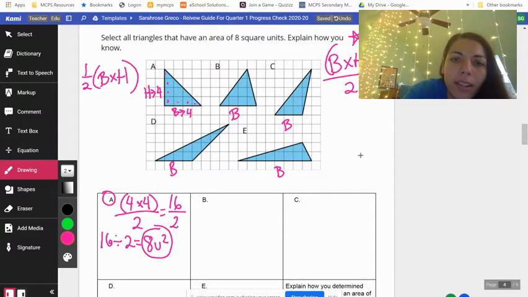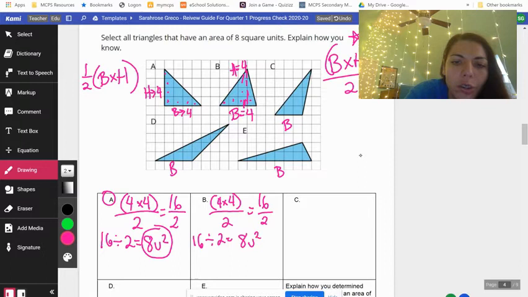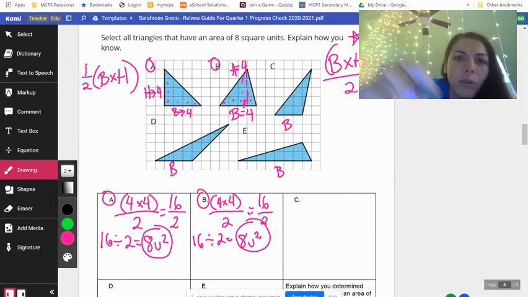For B, my base is 1, 2, 3, 4. And my height is going to go from right at the top down here. So I made a right angle and I get 1, 2, 3, 4 is my height. Height is 4. And again, I think we're going to get the same answer. 16 over 2 is really 16 divided by 2, which becomes 8 units squared. B works. Circle my answer. So A works, B works.